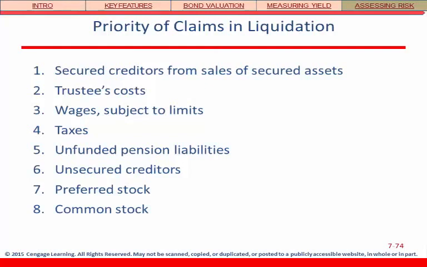Now, what you're going to next notice is there's going to be a lot of people that might be involved before you get down to the unsecured creditors. The trustees' costs will be in there. Wages, subject to certain types of limits. Taxes could be in there as well. Unfunded pension liabilities, and then you're going to get down to these unsecured creditors. So being an unsecured creditor is not like you're right behind that secured creditor. There could be some issues there where the secured creditors get fully paid, and there's nothing left over for the unsecured creditors. After them, you get to preferred stockholders, and then last are those common shareholders.